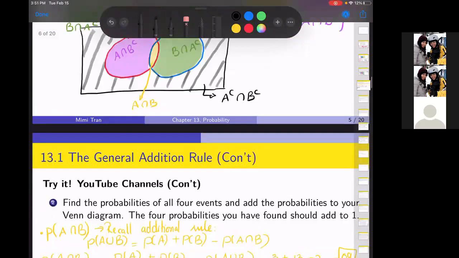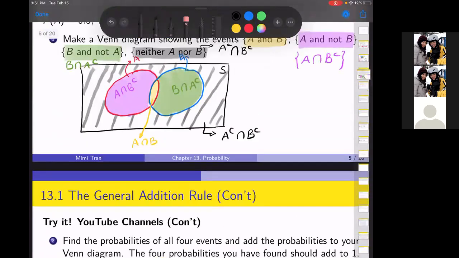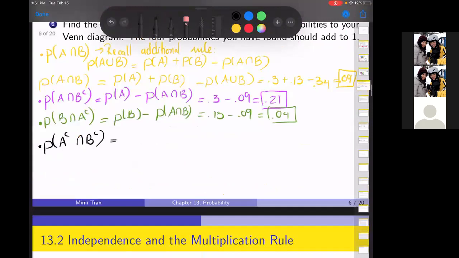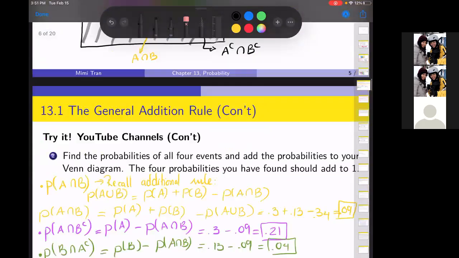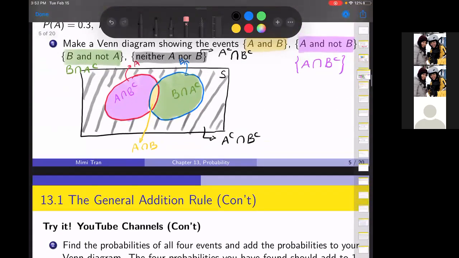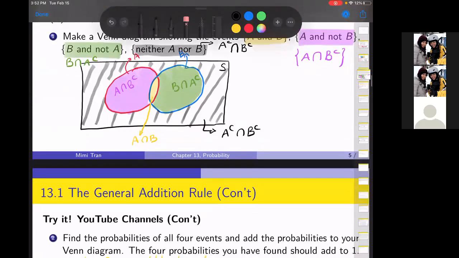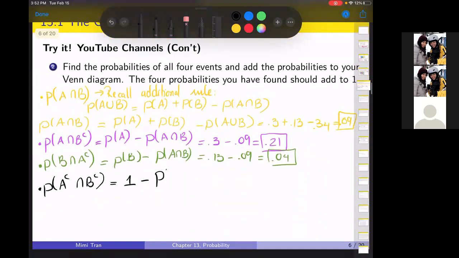So I want this part. That means I have to remove the two ovals, right? So it's gonna be 1 minus the two ovals. That's P of A or B. So 1 minus 0.34, 0.66.